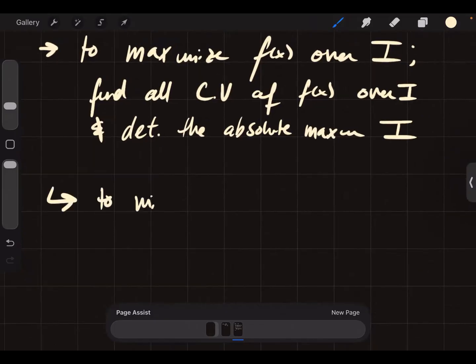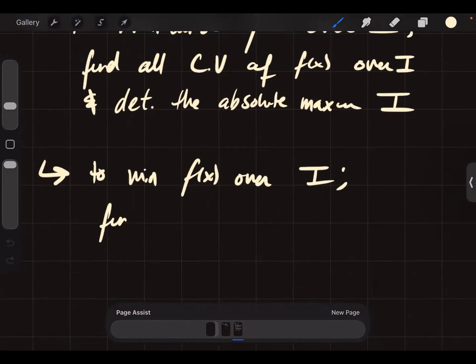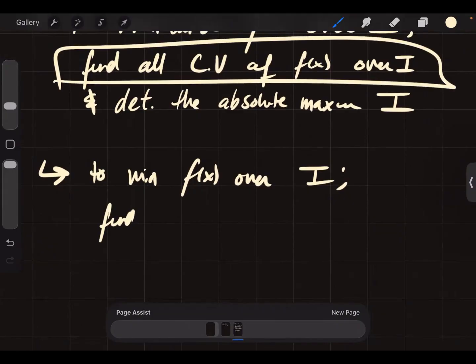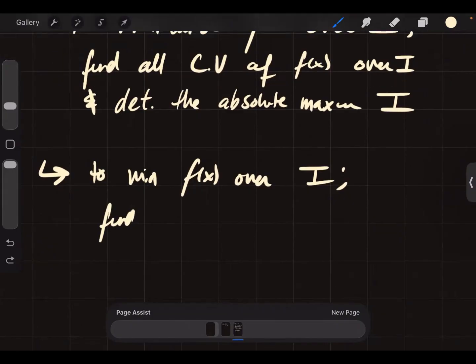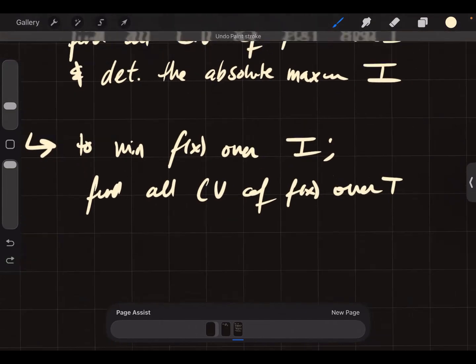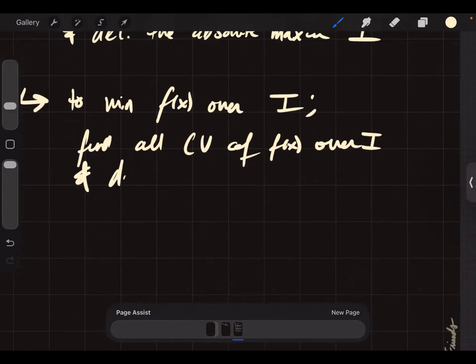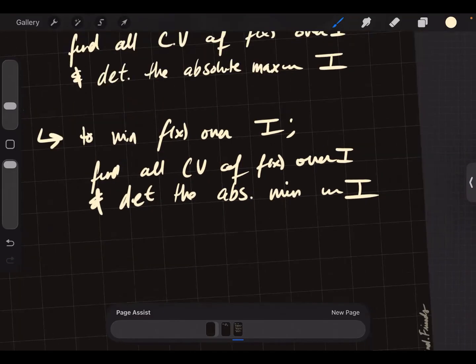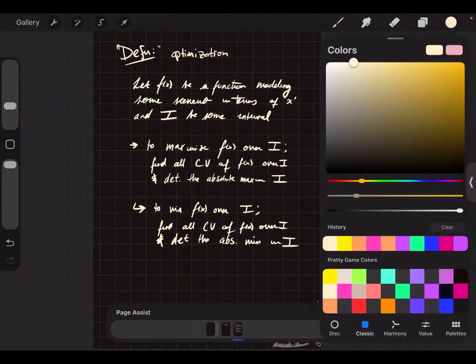To minimize f of x over I, find, it's the same as here basically, right? Find all critical values of f of x over I. So make sure you're not out of bounds. And determine the absolute min in I. Easy peasy. We'll make a little note.